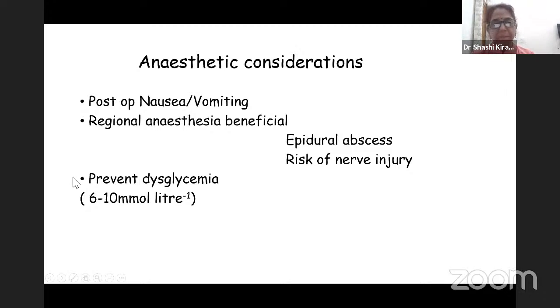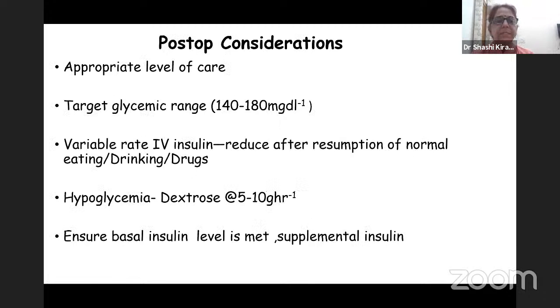And prevent dysglycemia. Post-op considerations: an appropriate level of care should be undertaken for the patients. Emergency patients can go into HDU or ICU, and elective surgery patients should remain in PACU for some time, or they can go to the ward. The target glycemic range post-operatively should be 140 to 180 milligram percent.